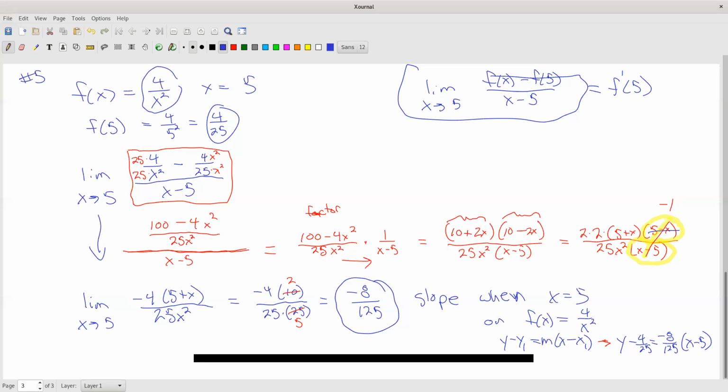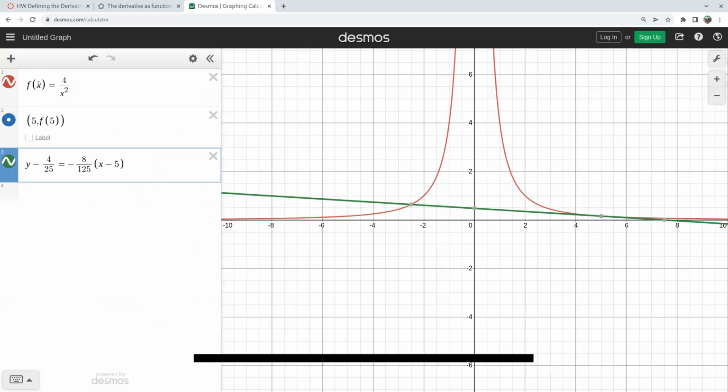And again, I got that graph ready to go here. Here's that graph. Here's my f of x equals 4 over x squared at the point 5, f of 5. And that's right there. 4 over 25 is 0.16. And then here is my point slope version, which gives me this green line, which only touches this curve at that point. It doesn't pass through the curve, it just grazes it. And so that looks like a good tangent line, and you could zoom in there to double check.